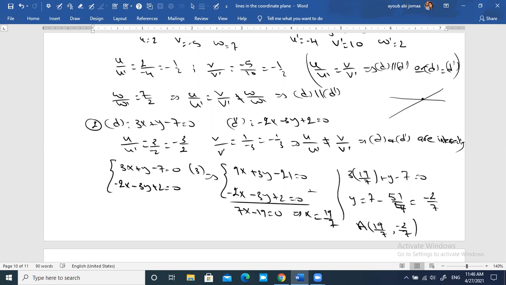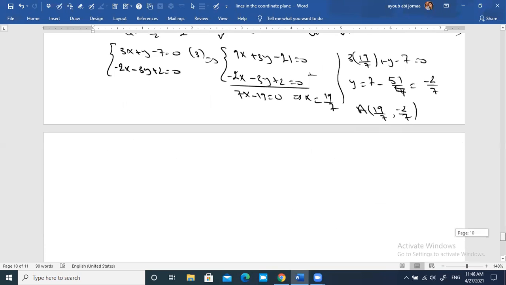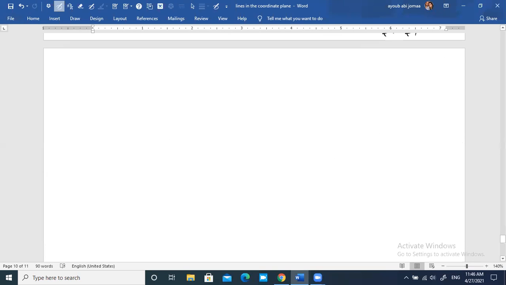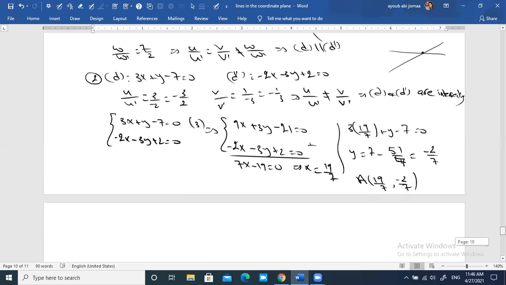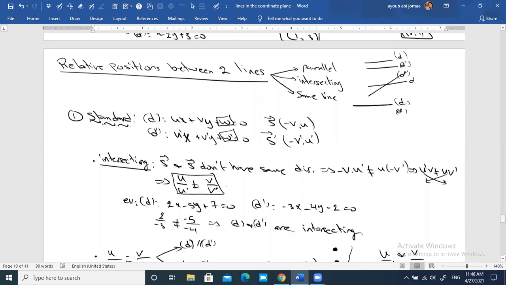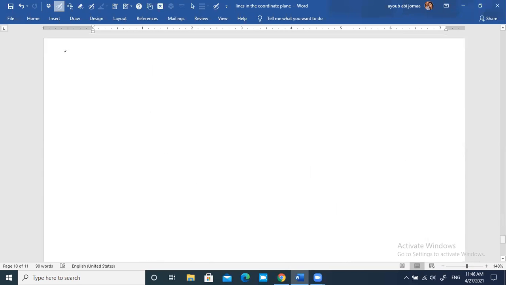Now the second case, in case the two lines or the two equations are written in the reduced form. That was the first part, standard. Now, in case the equations are written in the reduced form: straight line d of equation y equals ax plus b, and straight line d prime, y equals a prime x plus b prime.